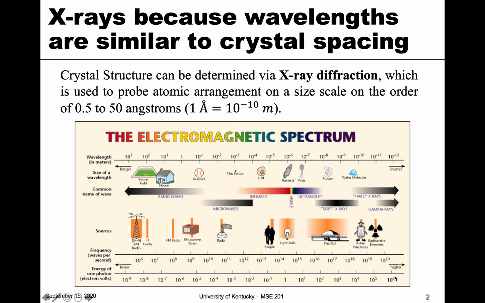Okay, so X-rays, we use them because they have similar wavelengths to the spacing within crystals, so the interplanar spacings. We're talking about on the order of 1 angstrom, and this is going to be a common unit for us when we deal with X-ray diffraction. And we use it to determine the crystal structure. So this lab is going to be all about determining crystal structure and other information we can get from diffraction.